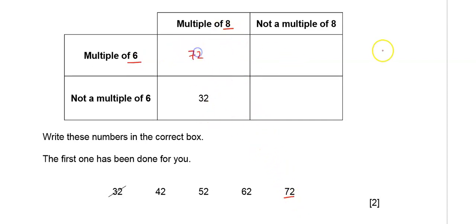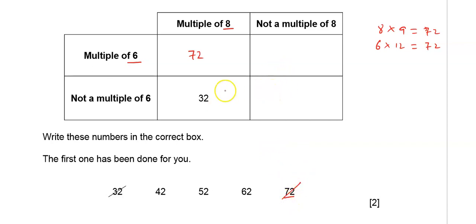72, when you multiply 8 times 9 gives you 72. And 72 divided by 6 gives you 12. Therefore, 6 times 12 gives you 72. So 72 is both a multiple of 6 and 8.